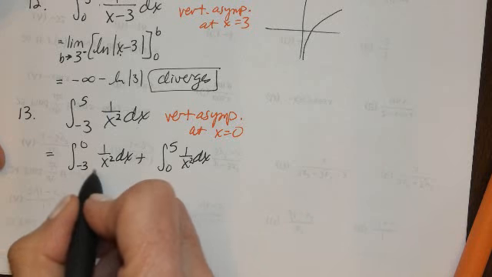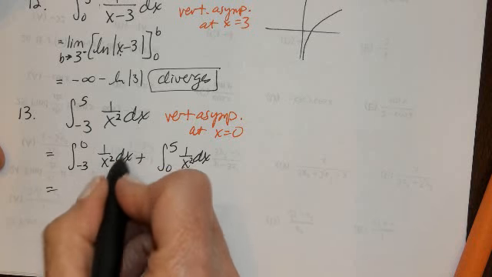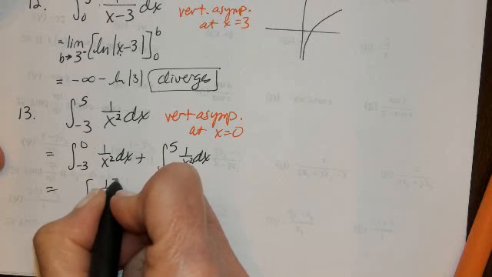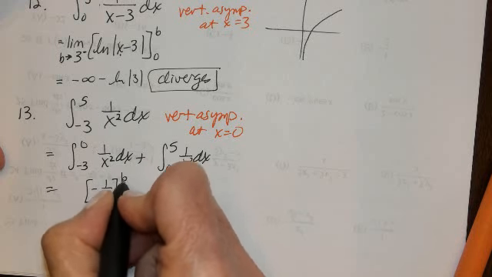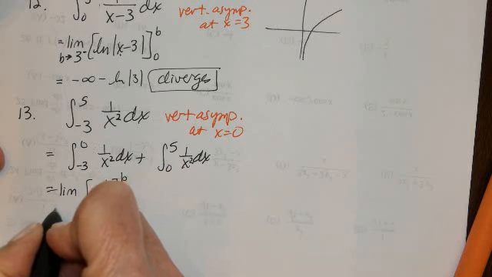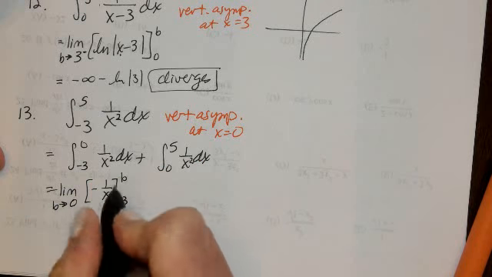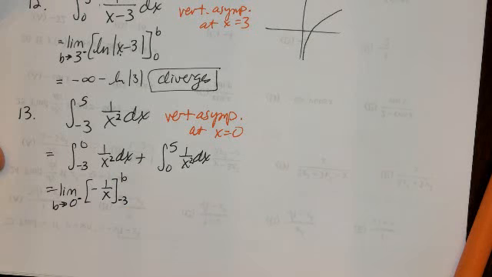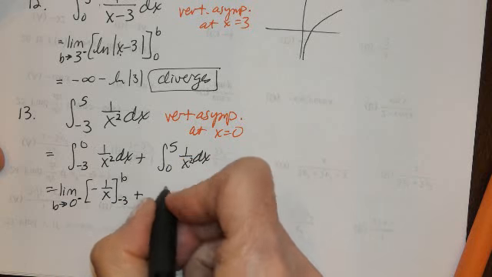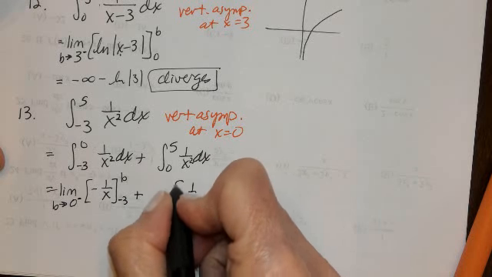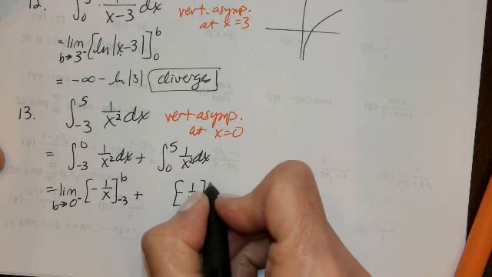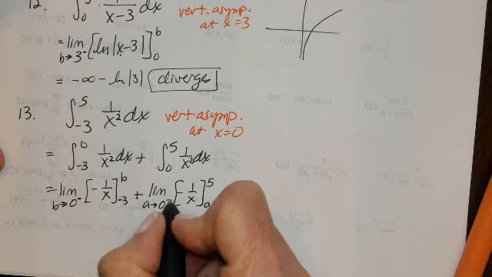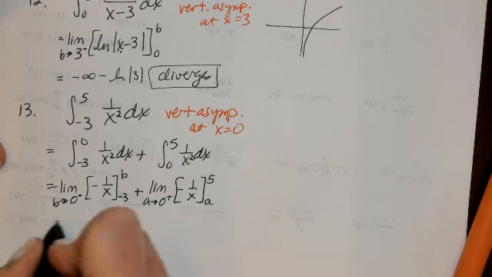Okay, so now let's see. Antiderivative, it will be negative 1 over x. I want to evaluate it from negative 3 to 0, but I cannot put a 0 there, so I'm going to put a b. We're specifically coming at 0 from its left because we're approaching it from the negative 3 side. And then here we're going to have negative 1 over x from, I'm going to call that a, to 5, where a is going to 0, this time from its right because we're on the side of 5.